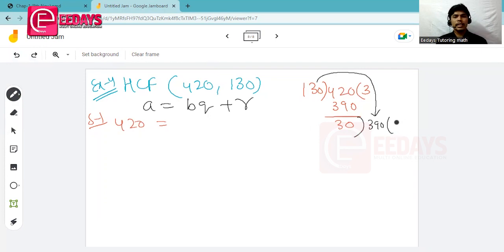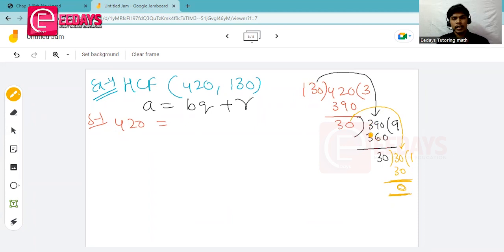Now 30 times 9s are, 3 nines are 27, right? That's why I'm taking 360. So you'll get again 30 as the remainder. Now this 30, we couldn't get the remainder 0. That's why this 30 comes under here. So again 30. Now 30 ones are 30. Finally, we got remainder 0. If you couldn't get the remainder 0, the process keeps repeating like that, and the divisor 130 comes here.